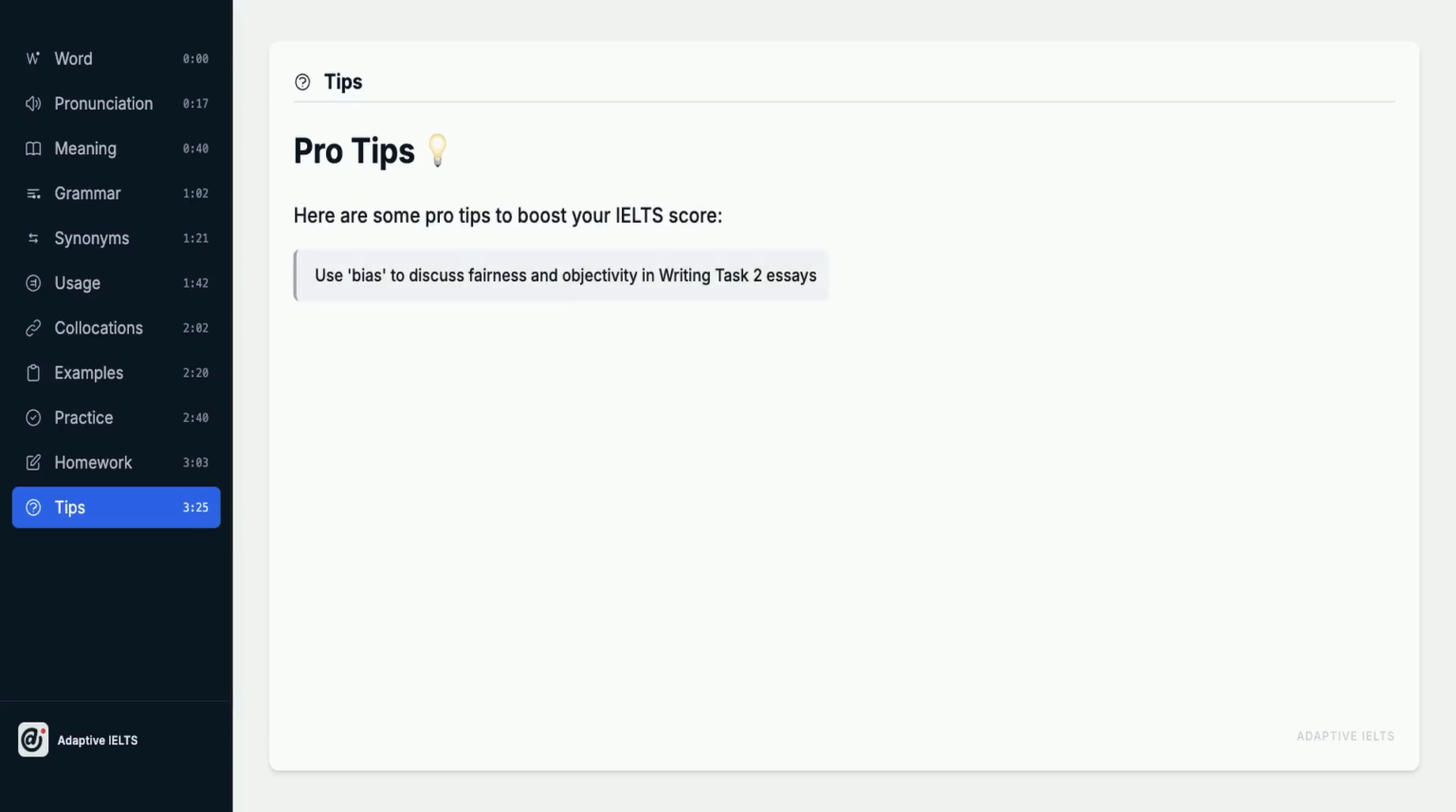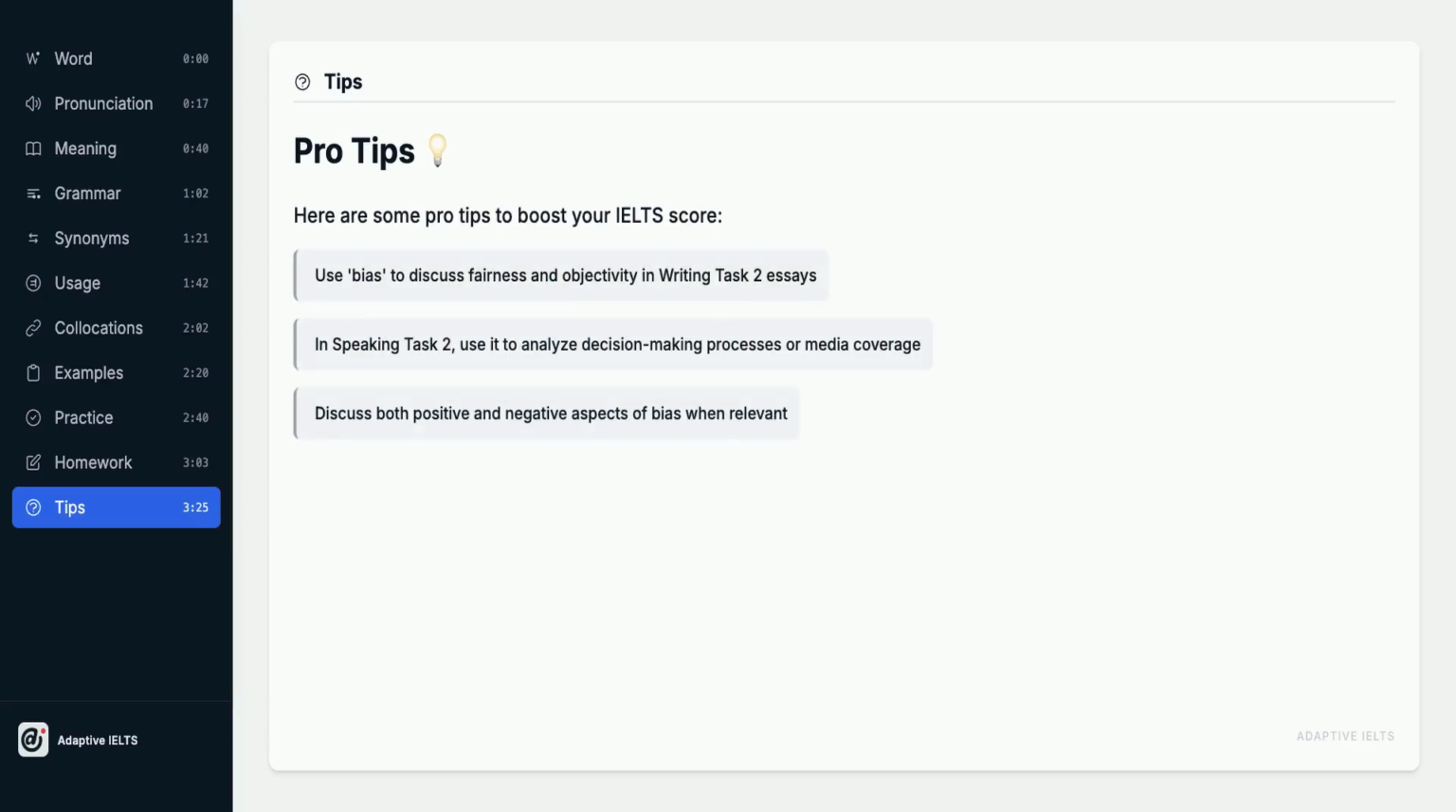Here are some pro tips to boost your IELTS score. Use bias to discuss fairness and objectivity in writing Task 2 essays. In speaking Task 2, use it to analyze decision-making processes or media coverage. Remember to discuss both positive and negative aspects of bias when relevant.